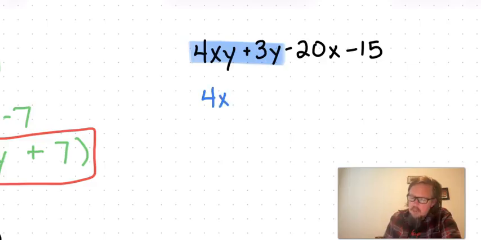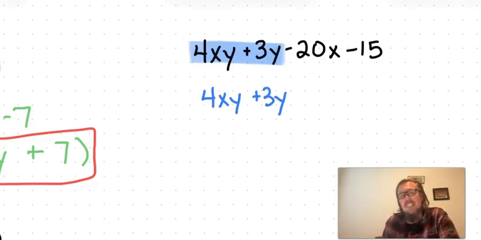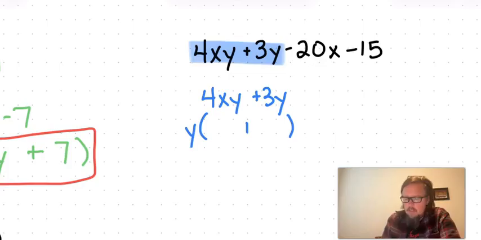So what is the greatest common factor of 4xy and 3y? Well, the only thing they have in common is y. So y outside the parentheses, and inside we'll have two terms separated by a plus sign. So if we have 4xy and we remove the y, what are we left with? 4x. And then if we have 3y, but we factored out the y, we're left with just 3. Okay, so there's our first grouping.